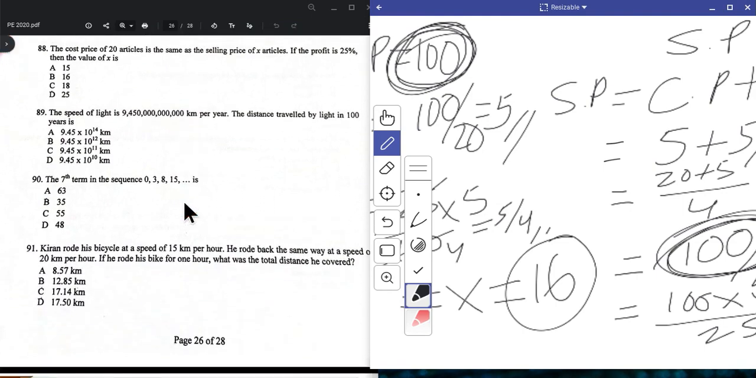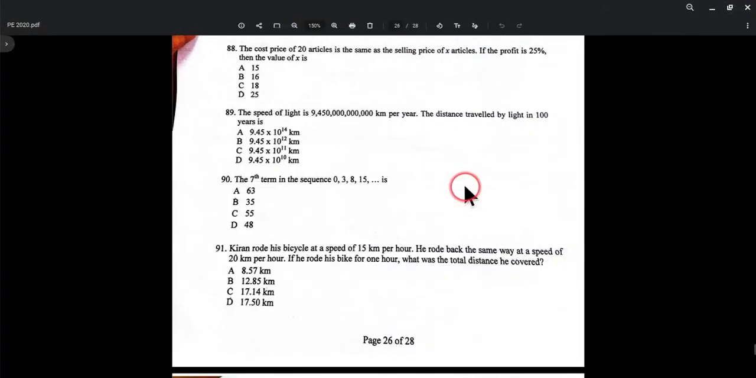Now coming to question number 89. The speed of light is 9, 4, 5 and 10 zeros kilometers per year. The distance traveled by light in 100 years. Now this is a very simple, straightforward question. The only problem here is that the question is given in simple mathematical notation, and the options are given in scientific notation. So we'll learn how to convert this mathematical notation into scientific notation.